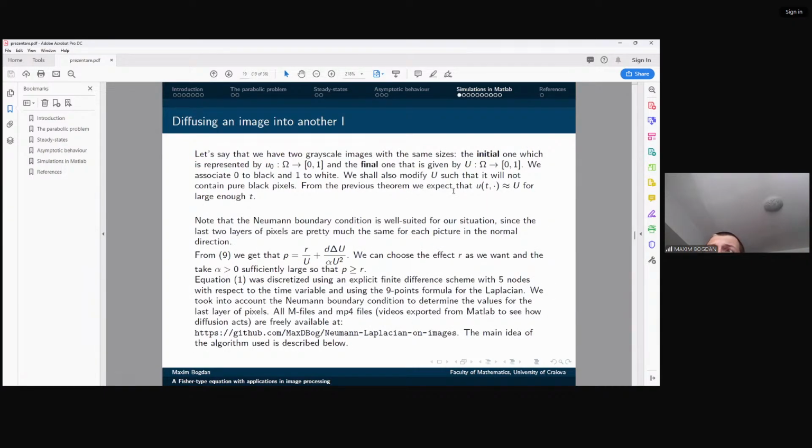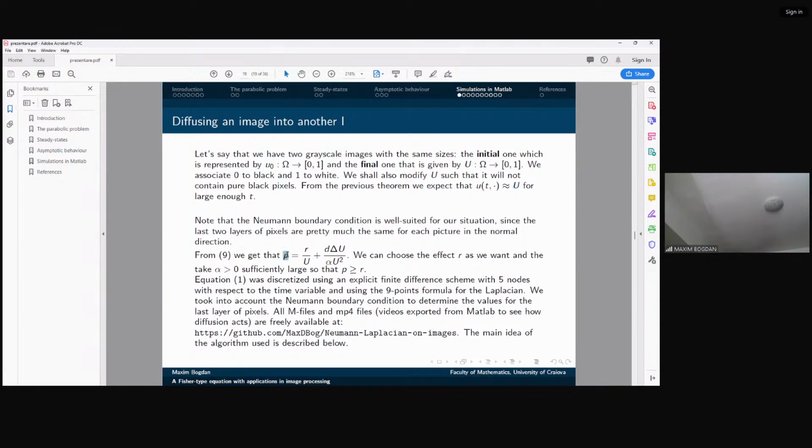Now we come to applications. We have an initial image u0 and the final image U, and I want to transform u0 to U using this Fisher equation. From what I said, we expect that small u will become as big U for large enough T.